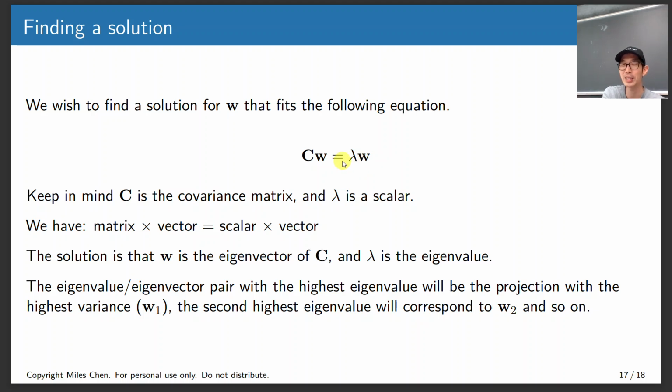So that means W is an eigenvector of the matrix C, okay? And then lambda would be an eigenvalue, right? So when you say a matrix times a vector is equal to a scalar times a vector, then that means that vector is an eigenvector of that matrix.